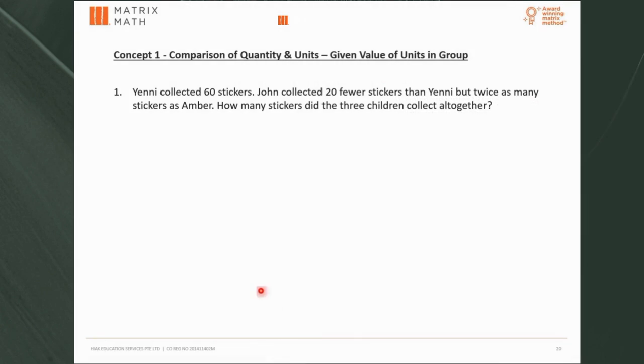Right, so first question, Yenny collected 60 stickers. John collected 20 fewer stickers than Yenny, but twice as many stickers as Amber. How many stickers did the three children collect altogether?